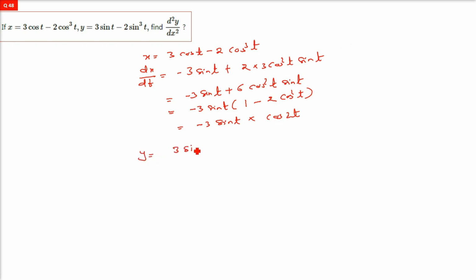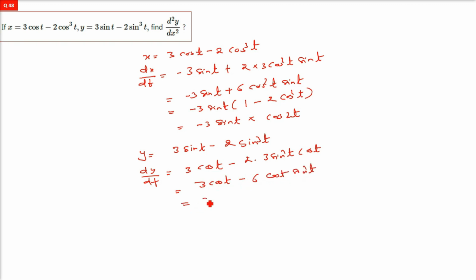This is y. Y is 3 sin t minus 2 sin cube t. So dy by dt will be 3 sin t gives cos t, minus 2 sin cube t will be 3 sin square t, and differentiation of sin t will be cos t. This will be 3 cos t minus 6 cos t sin square t. Now I am taking 3 cos t common from here. So what do you get? 1 minus 2 sin square t.